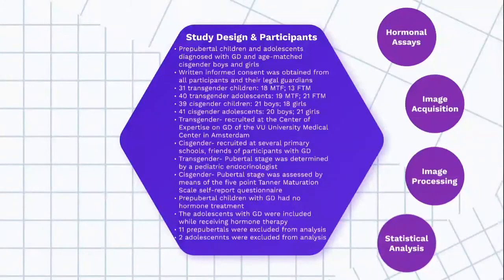Of the additional 83 included adolescents, 2 were excluded from analysis, 1 because of a cerebral venous anomaly, and 1 because of excessive head motions.